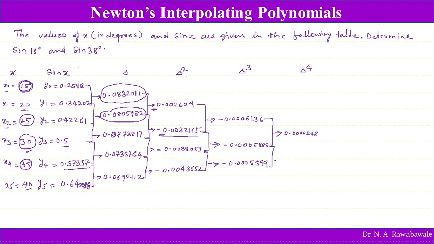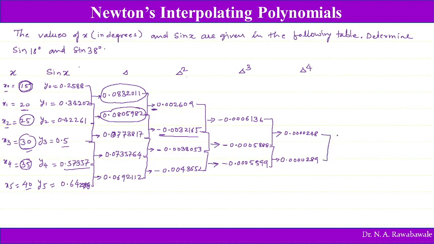Then this again, here we get 0.4 times 0289. So minus 0.0005599 plus 0.0005888, divided by 40 minus 20, gives us this value.